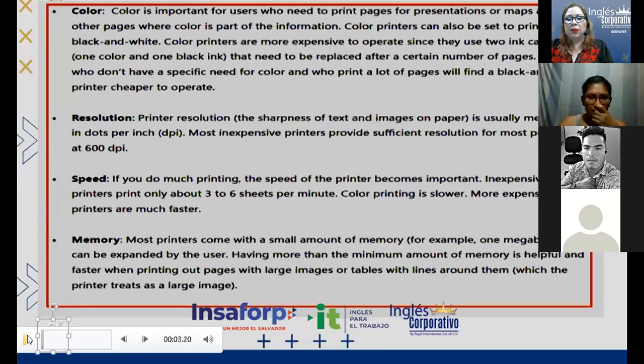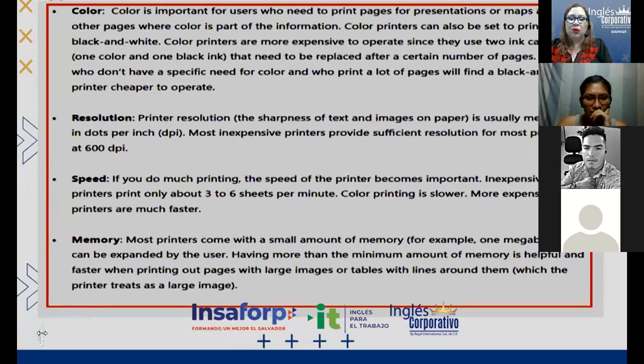Did you hear something? Yes, color is the most. Okay. Can I move it?